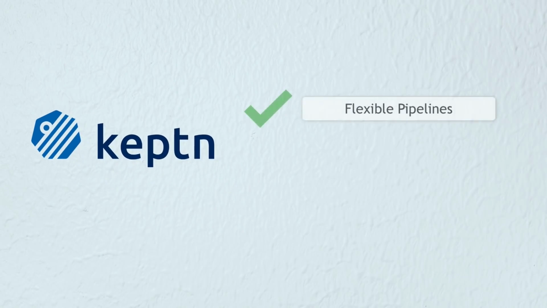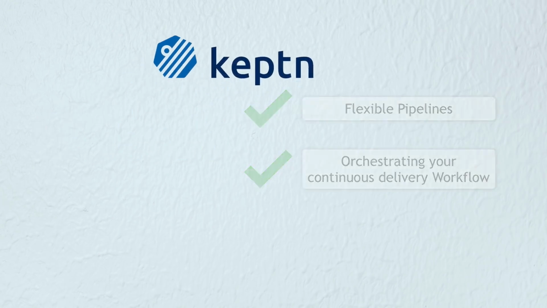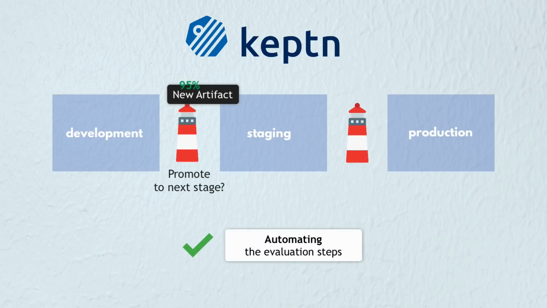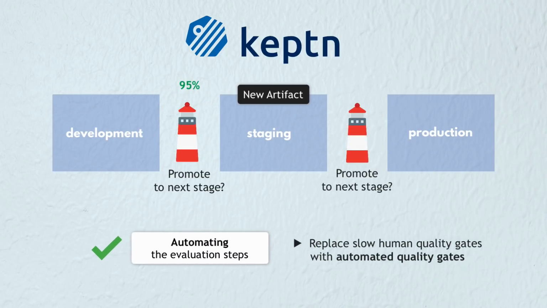Okay, so Keptn helps you create more flexible pipelines that are easier to manage and easier to integrate with different tools. But that's not the main advantage of Keptn. I mentioned that it helps automate the evaluation steps between the stages, and that's the cool part. So Keptn replaces the human quality gates that do checks and evaluations based on tests to decide whether the change can pass the gate to the next stage, and uses automated quality gates instead.